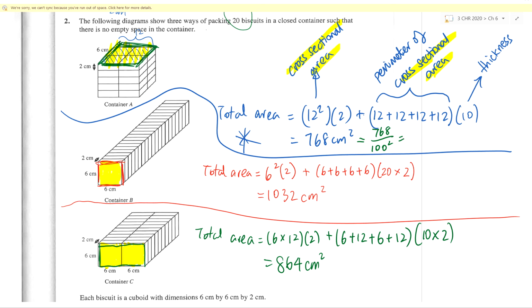Our answer is 0.0768 square meters. So same over here, 1032 over 100 square. 100 square is 10,000, huh? So 4 zeros. Last one.